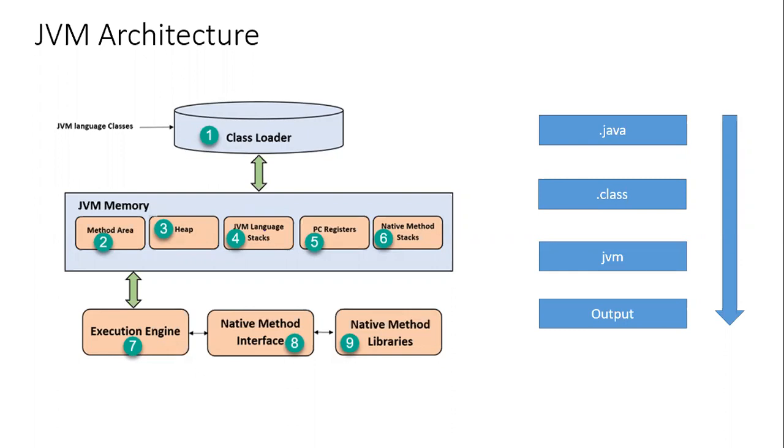Inside JVM memory, there are going to be 5 components inside that. Method area, now it is called as metaspace with the newer version of Java.